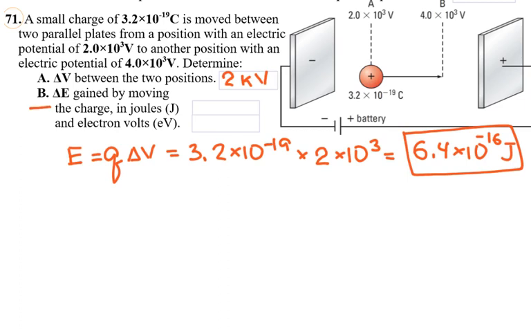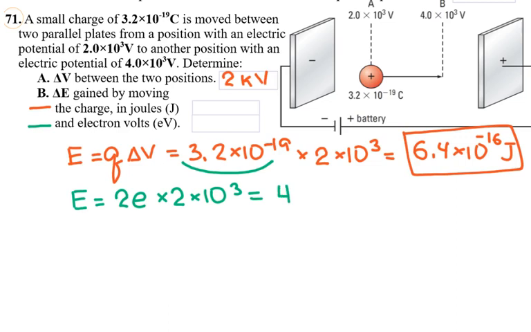And the next one they ask you in electron volts. So if I wanted to calculate the energy in electron volts, 3.2 times 10 to the negative 19 is the same as 2 electrons, because an electron has a charge of 1.6 times 10 to the negative 19. So that's 2 electrons, and then I multiply by 2 kilovolts, which is 10 to the third. So my answer is going to be 4 kilo electron volts, or 4 times 10 to the third electron volts.